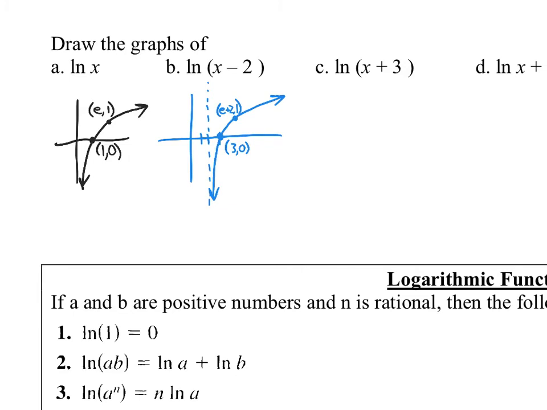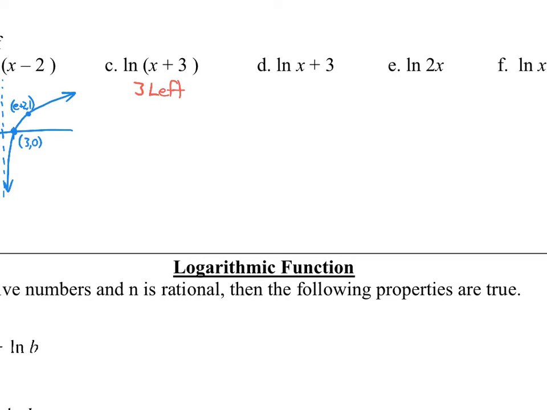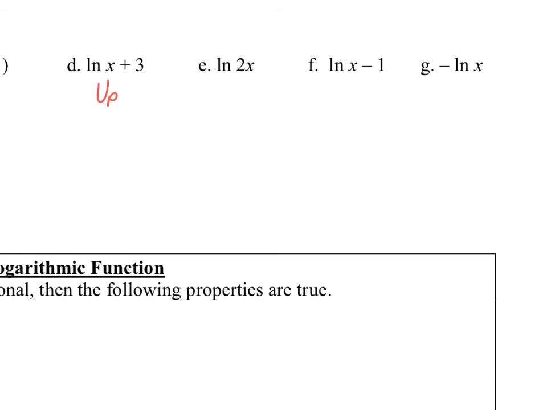We're not going to draw all of these, but let's at least identify what the transformations are, just as review. For C, what's the transformation? 3 to the left. Good. How about D? ln of x plus 3. It's up 3. We will draw this one. What's ln of 2x? What's happening here? It's horizontal and it's shrunken. It's kind of squished together.